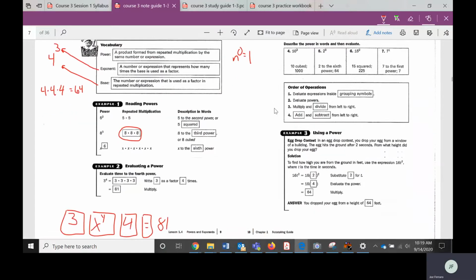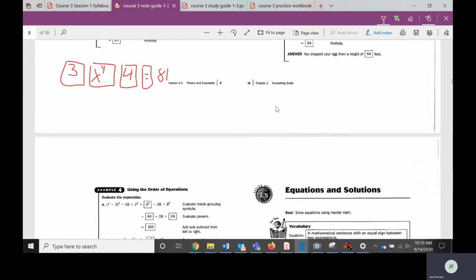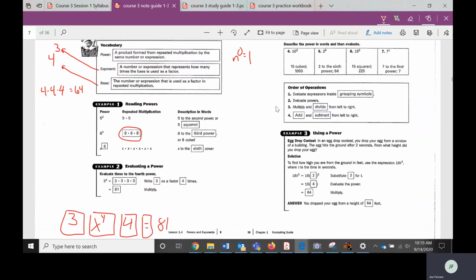And then the last thing they go over here is looking at order of operations again. Before, when we looked at order of operations, it didn't have powers involved. They went from grouping symbols, multiplication and division, and then add and subtract. So now that step just gets put in between the grouping symbols and the multiplication and division.